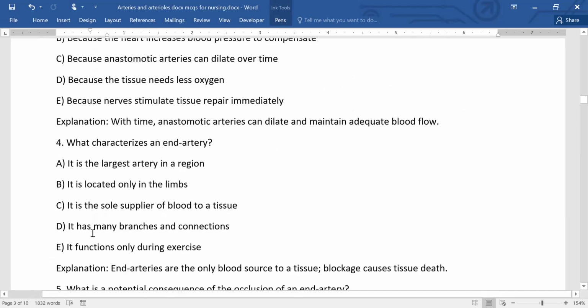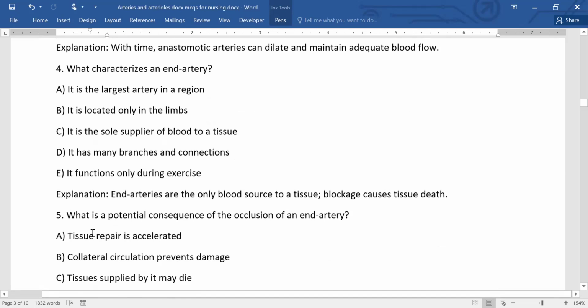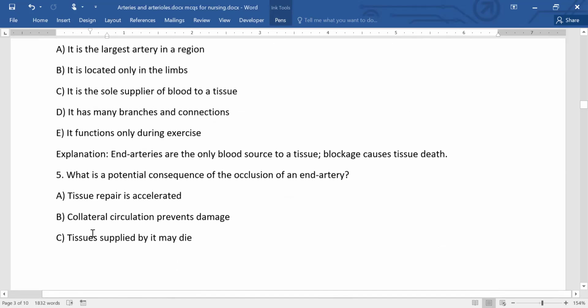What characterizes an end artery? It is the largest artery in the region. It is located only in the limbs. It is the sole supplier of blood to the tissue. It has many branches and connections. It functions only during exercise. So the correct answer is three. It is the sole supplier of blood to a tissue. End arteries are the only blood source to the tissue.